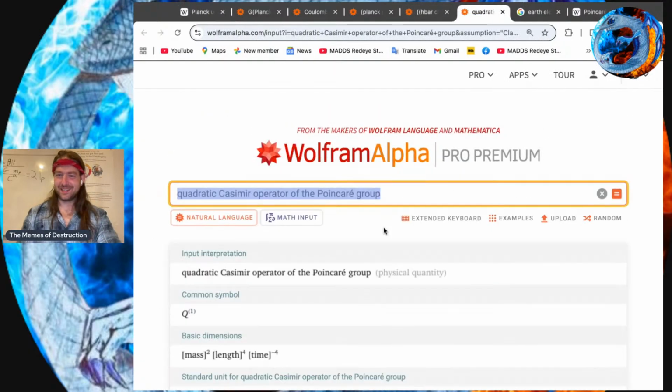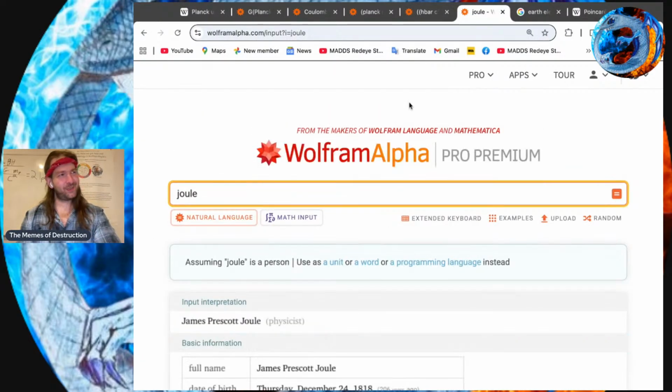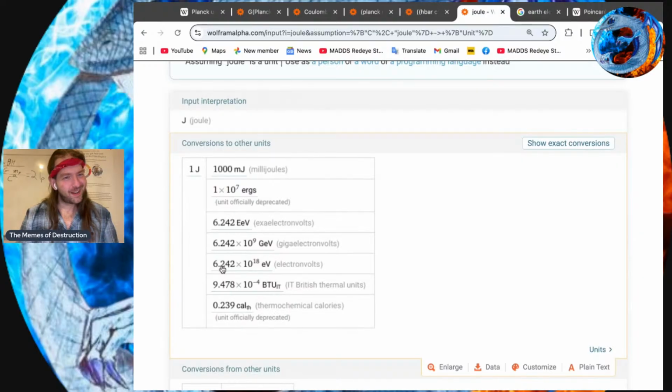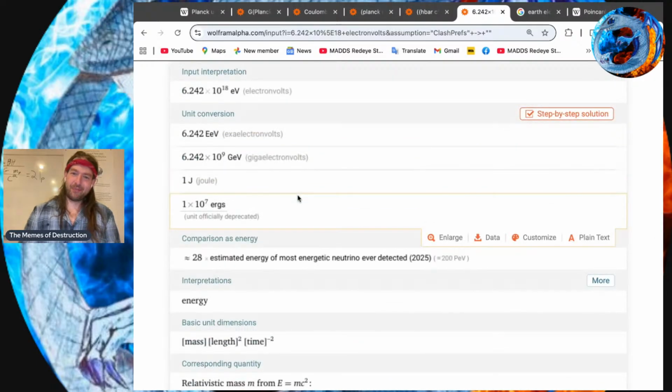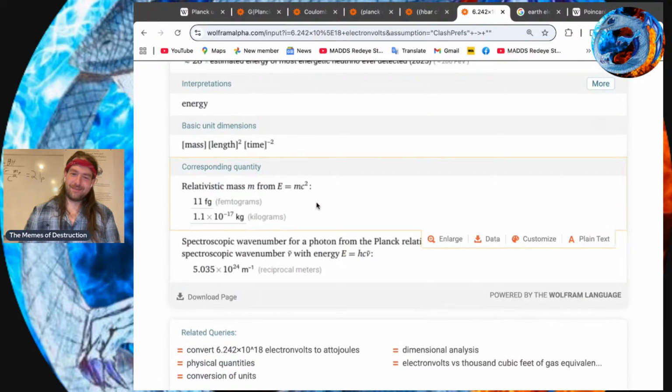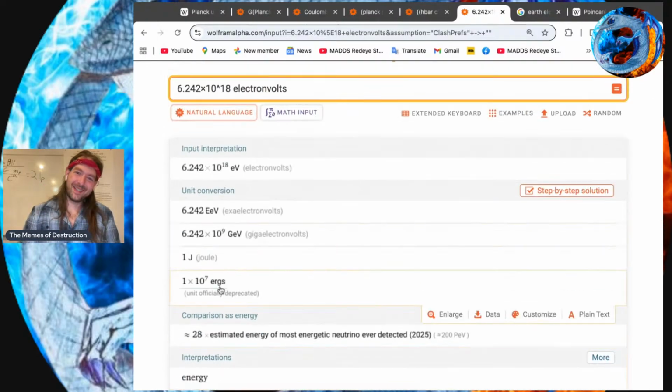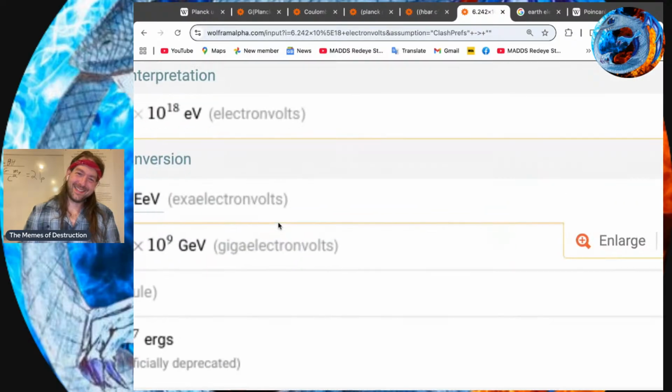Hold on. A joule is like 6.242 times 10 to the 18 electron volts. Okay, so that's why it's so many orders of magnitude, and that confused me a lot before. I totally forget the conversion. All you need to know is 10 to the 7 ergs.